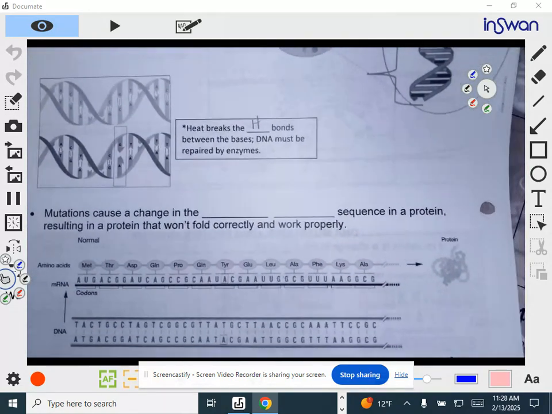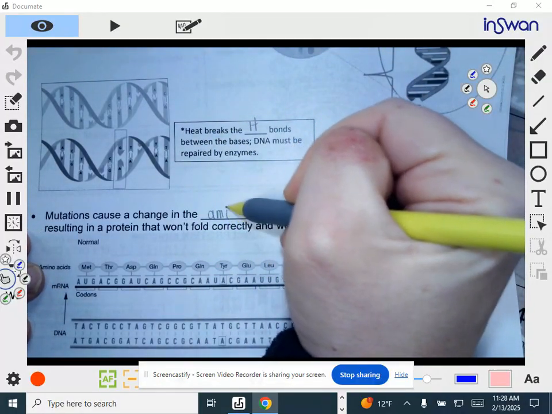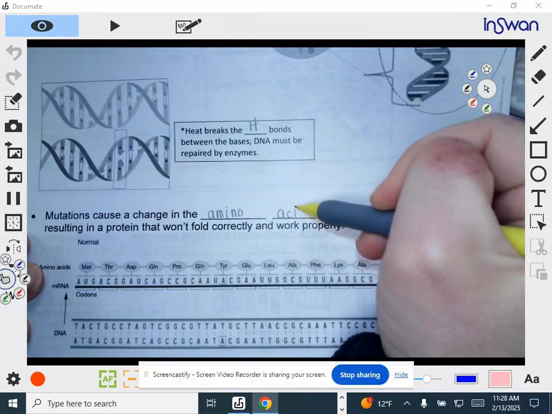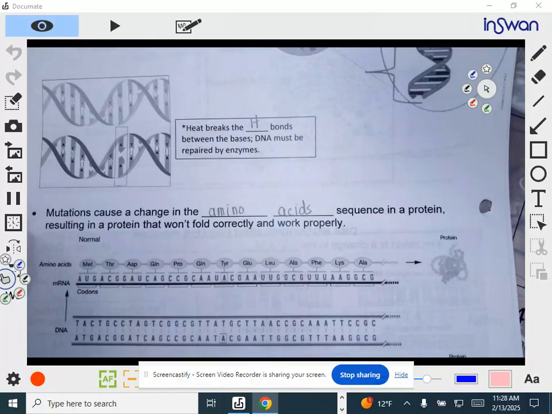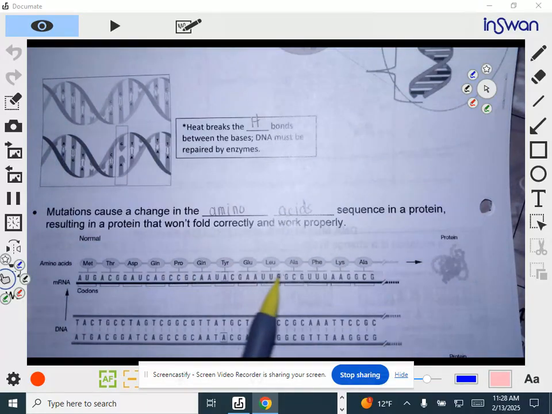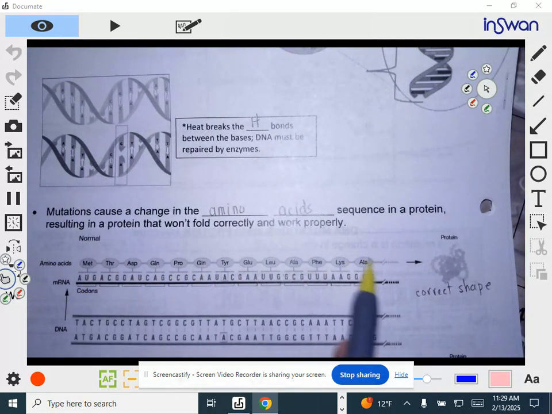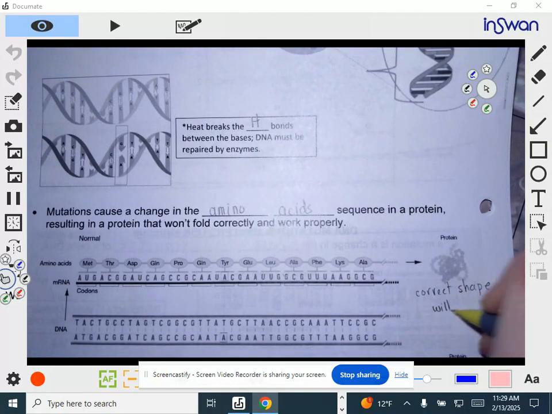Now, once we change those bases, then we are going to change the order of the amino acids in our protein. Now, it's really important that we have the right amino acids in a protein, because with certain amino acids in this chain, the protein is going to fold up and have a correct shape. So this is a correct shape that this chain should fold up into, and this protein will work. It should be able to do its job if it's built correctly.